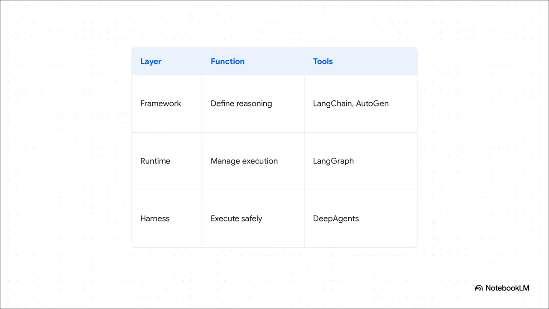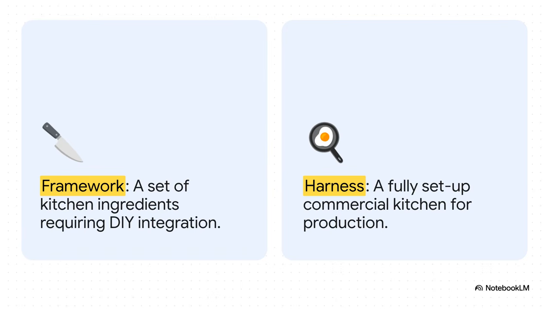The easiest way to wrap your head around this is a commercial kitchen metaphor. An agent framework? That's like a set of raw kitchen ingredients and tools. Super flexible, really fast for prototypes, but it's totally DIY. You've got to install the plumbing yourself.